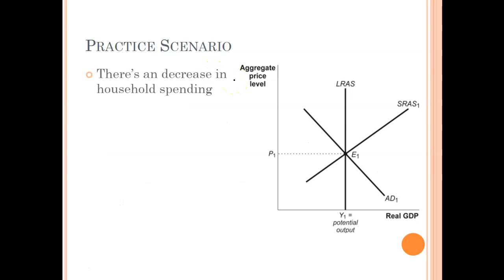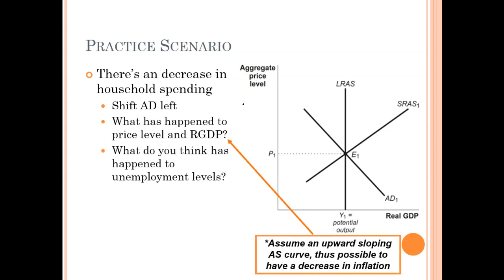Second practice scenario. There's a decrease in household spending. So that's going to shift the aggregate demand curve. What's happened to the price level and real GDP? We're going to assume an upward sloping aggregate supply curve. We're not going to worry about whether deflation is going to occur or not. Okay, so we have a shift to the left of the aggregate demand curve. What do you think would happen to unemployment levels? Unemployment would have increased since we're now producing a lower amount.